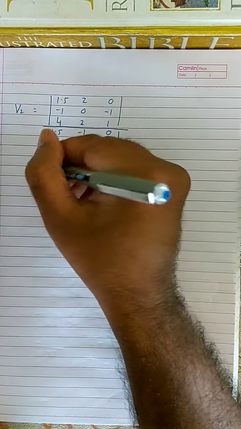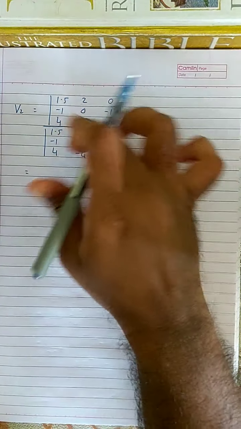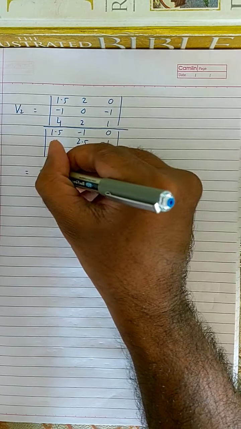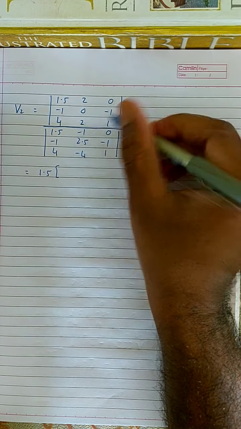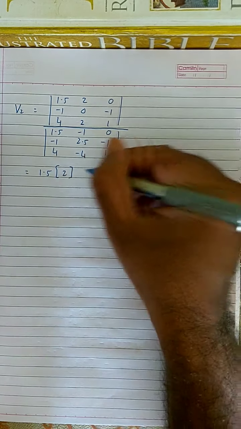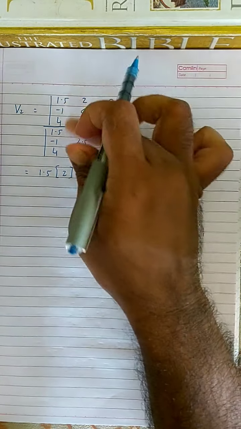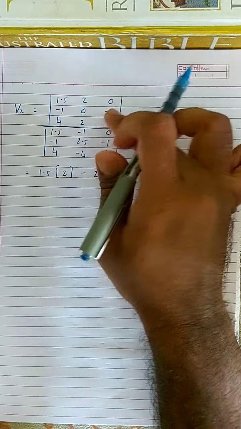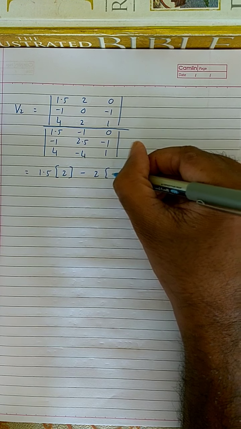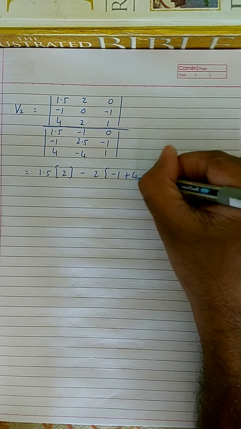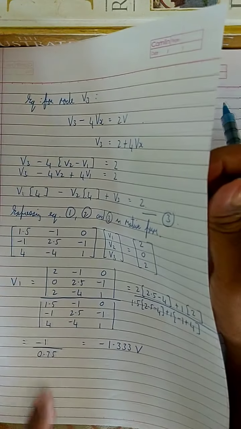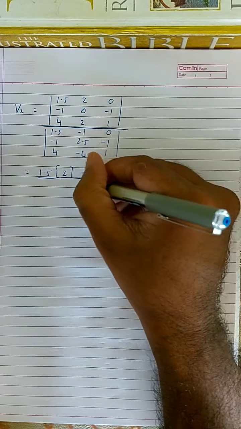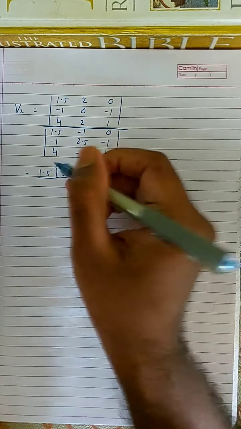Okay, so let's find the value of V2. So here the numerator is 1.5 into 0 and minus 2 becomes plus 2. So it is plus 2 minus 2 into this is minus 1 plus 4, right? Minus 1 and this will become plus 4, divided by, we already found the denominator, right? What's the value of the denominator? 0.75. So just simply write that over here, 0.75.